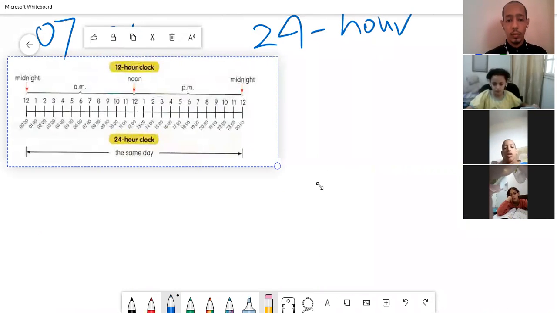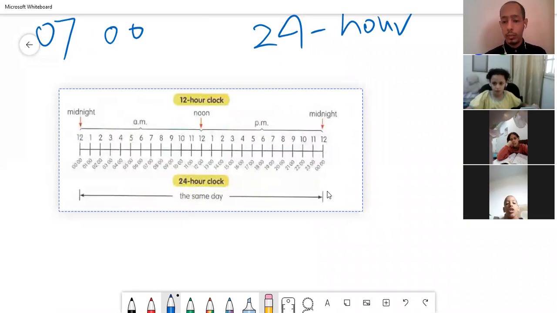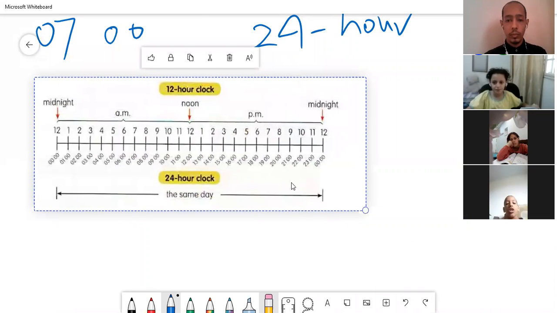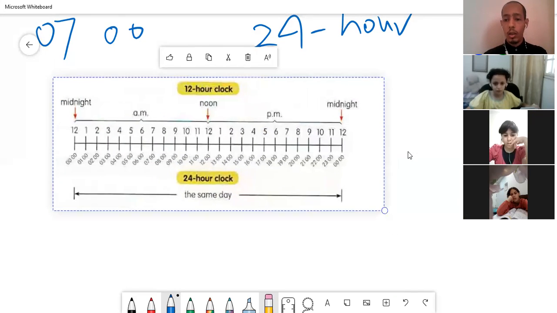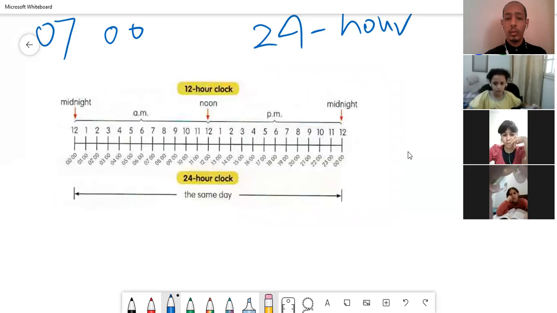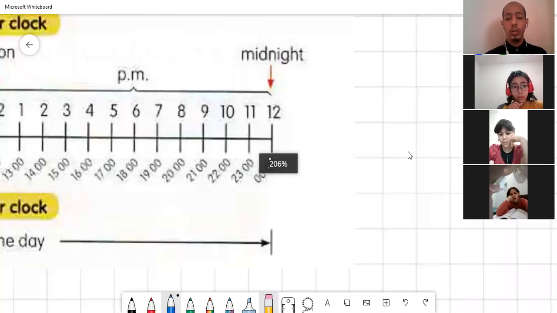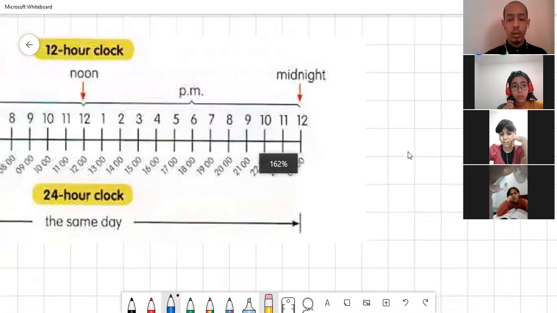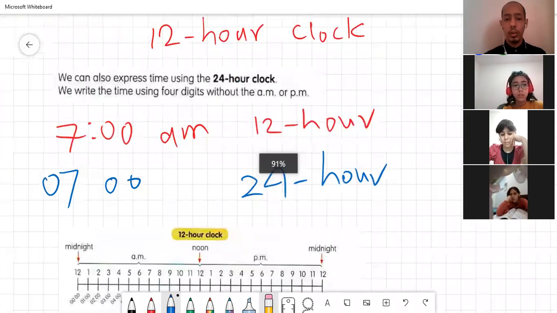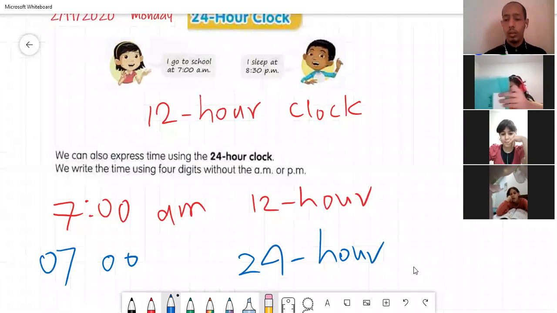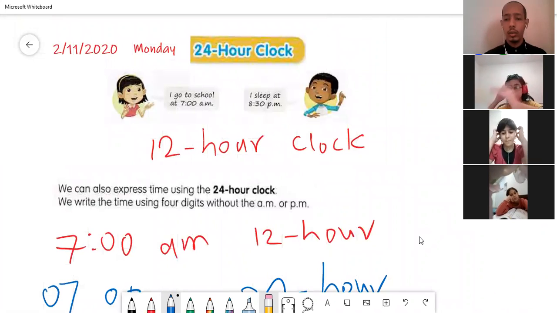Yes. Teacher. Yes. Don't write. Just focus. Teacher, what the title? Guys, we already moved from there. The title is 24-hour clock. Hi. Okay. No, don't write.